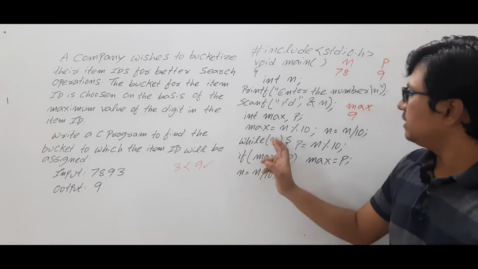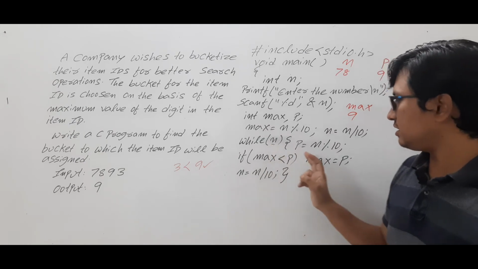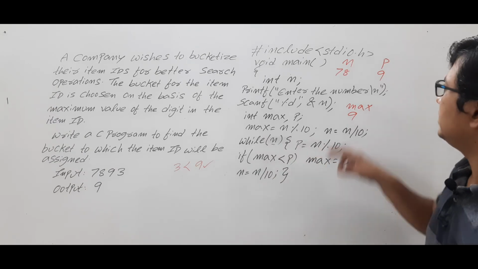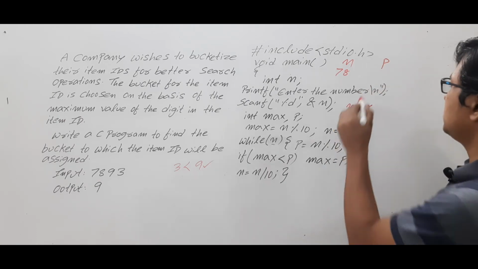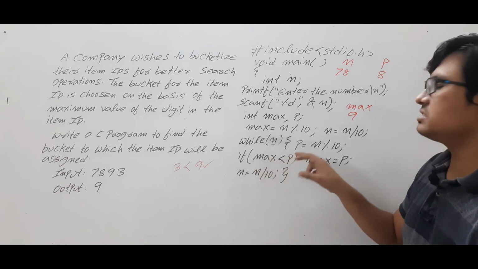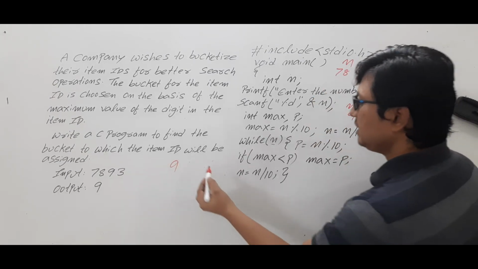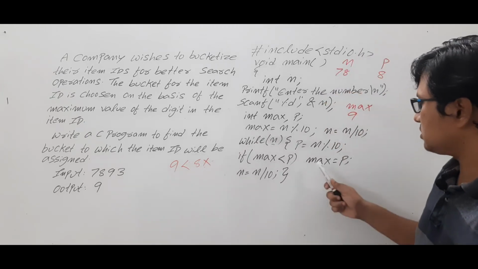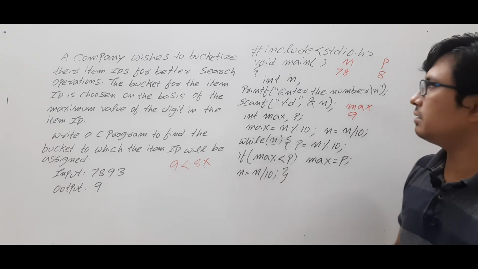Now n is having value 78, which is other than 0, so this condition is true. Again we will execute the statements. Look here, P is equal to n modulus 10. n is 78, 78 modulus 10, you will get the remainder as 8. So P will get the value 8. Now again you will check the condition: max is less than P or not. Max consists of 9 now, P consists of 8. 9 is less than 8? Wrong. This condition is false. If this condition is false, this statement will not be executed. Is it clear? Then you will come to n is equal to n by 10.